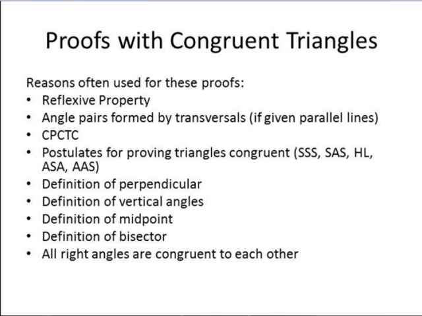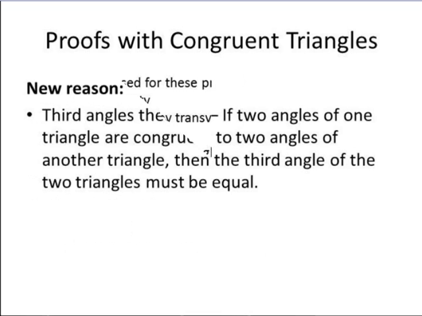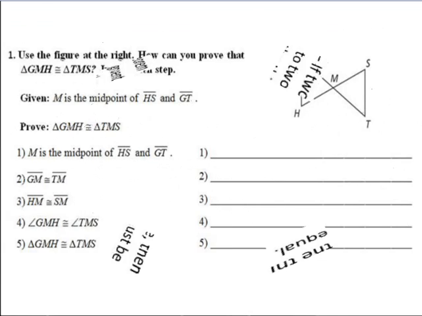With congruent triangles, here are things often used. This is like a checklist for you: reflexive property, angle pairs, CPCTC, all the postulates, perpendicular, vertical angles, midpoint, bisector. These are things that we can use within the proofs. We also have the third angles theorem: if two angles of one triangle are congruent to two angles of another triangle, then the third angles of the two triangles must be congruent also. So we have that at our disposal.